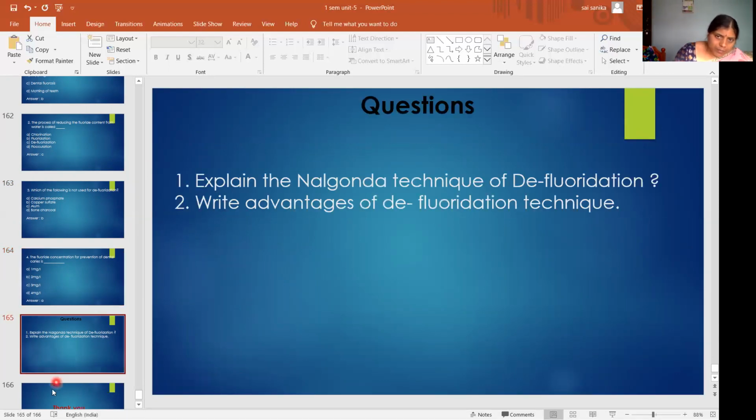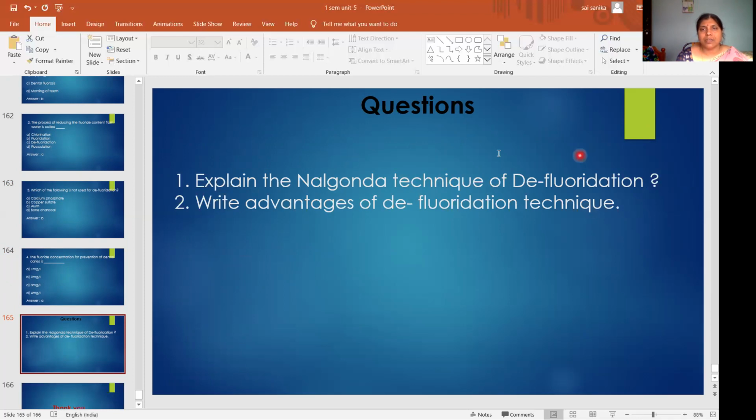So these are some of the objective type questions you may expect from this topic. What type of questions do you get from this topic? Here we studied only one topic, that is defluoridation. So a direct question: explain the Nalgonda technique of defluoridation. Last time you got this question.